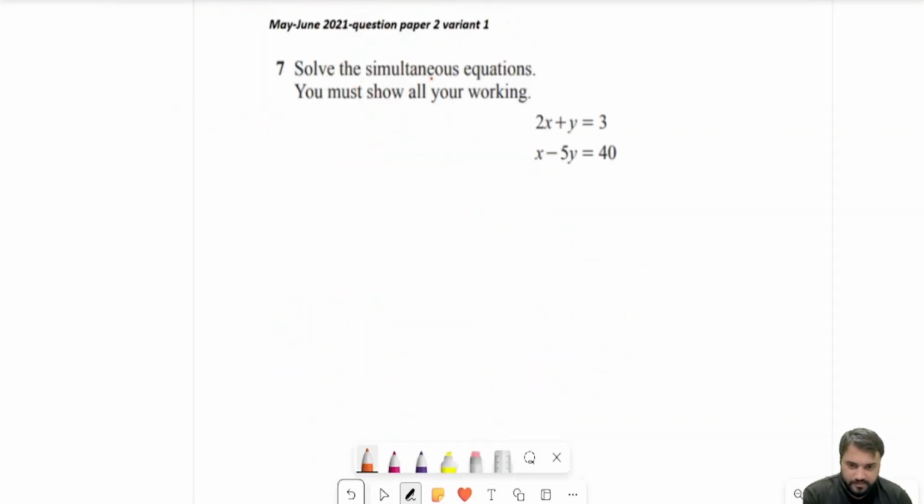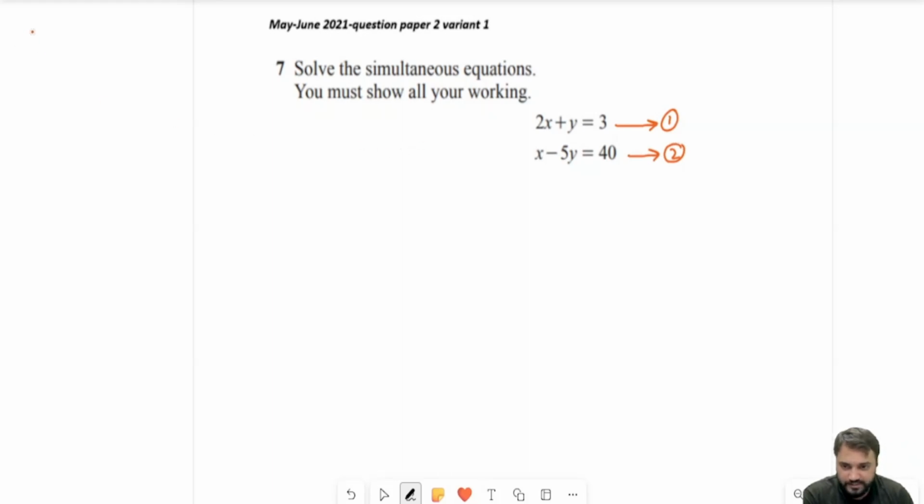Question 7 is solve the simultaneous equations. You must show all your working. This question appeared in the 2021 examination that was held in May-June. The question paper was 2 and the variant was 1. The first equation is 2x plus y is equal to 3. We name it equation number 1. Second is x minus 5y. We name it equation number 2.